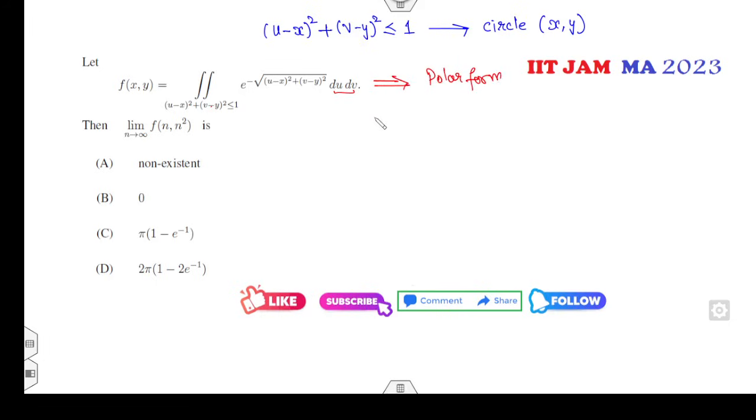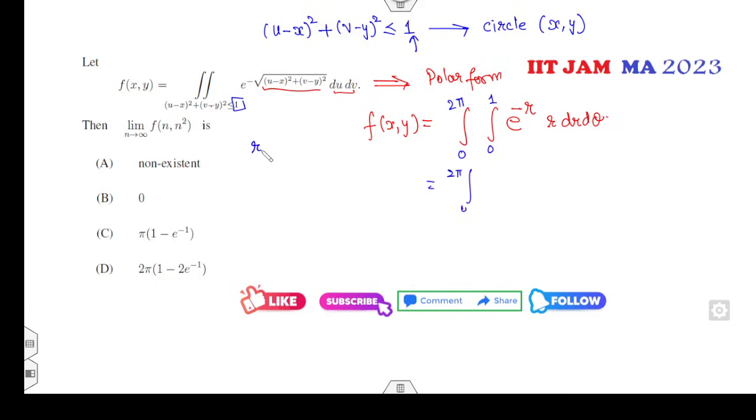Fine. So what is the integration? What is the value of f of (x, y)? Double integration e raised to power minus r, where r is the radius, times r dr d theta. What is the circle radius? Circle radius is 1. Is there any specific restriction for the angle? No. So it's a complete circle, 0 to 2 pi. Now you can integrate them.